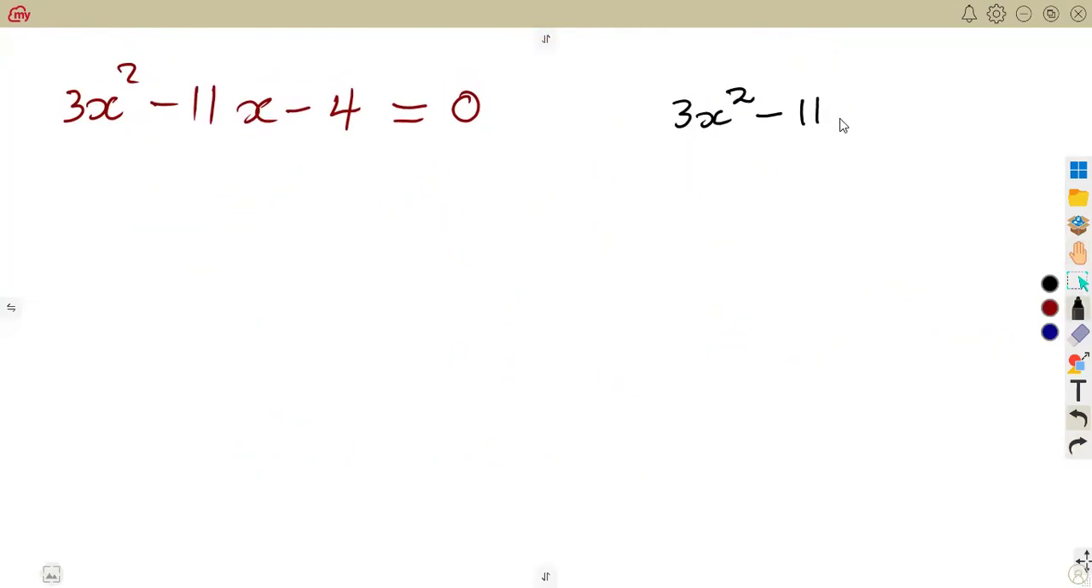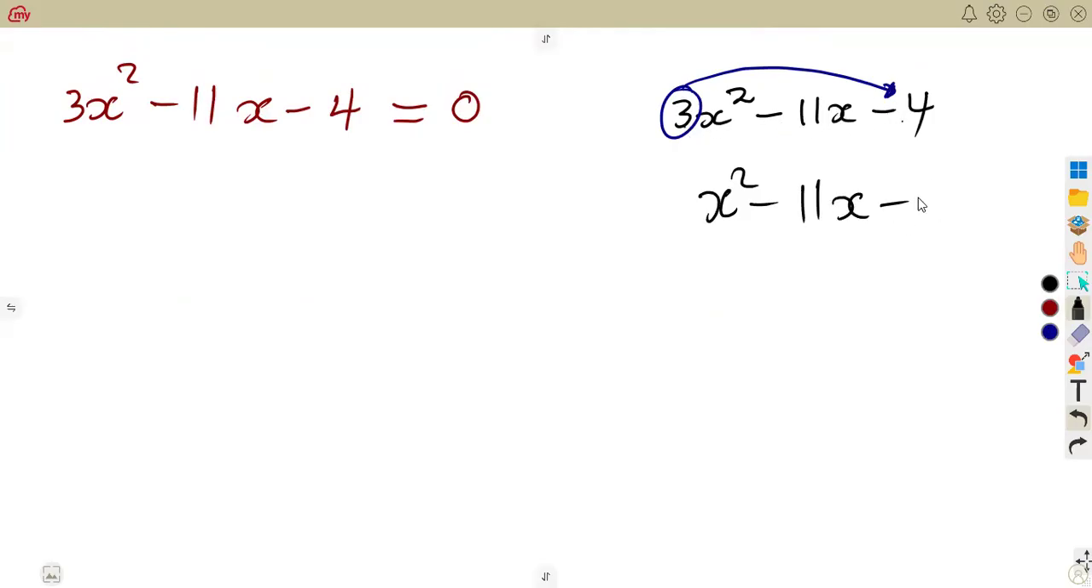So in our factorization, 3x squared minus 11x minus 4, we're going to factorize. Take out the 3, multiply to the constant. So what are you going to have? It's going to be x squared minus 11x. Remember, it's going to be 3 times minus 4, which is minus 12. Then from there, we can factorize. This will be x, this will be x, since we've got 1 here.